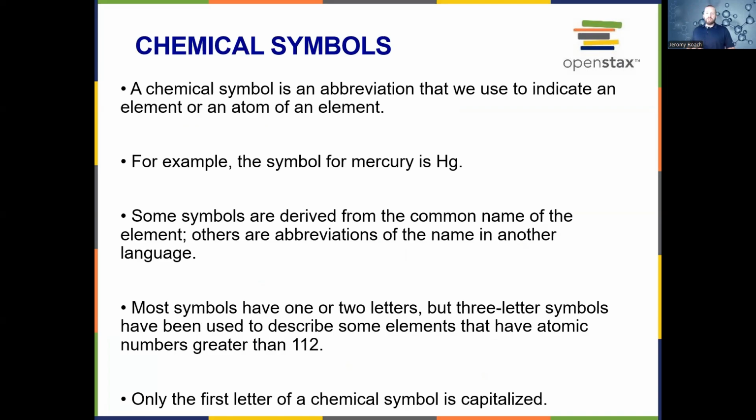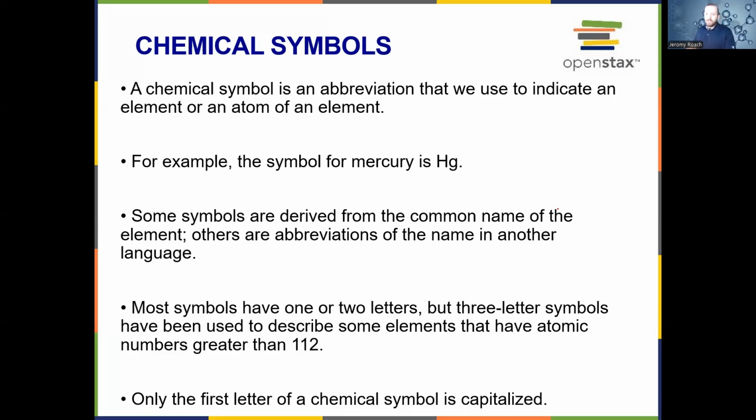Chemical symbols, I've already written a few of them, and we've looked at them on the periodic table as well. These are all abbreviations that we use to indicate an element or an atom of an element. Some of these symbols don't quite correspond with how the names seem like they would be, but that has to do with where they originated from in the language that they originated in. So the symbol for mercury is one of those that you just have to remember. It's Hg. Some symbols are derived from the common name of an element, and others are abbreviations from other languages.